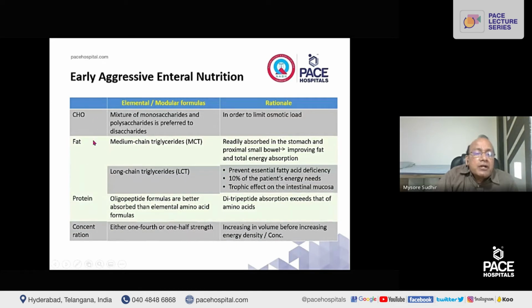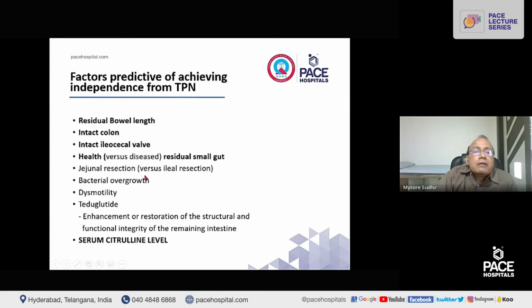So we take care of the carbohydrate, fat, protein. TPN is itself a big topic. Here the preference is for monosaccharides, medium chain triglycerides, long chain triglycerides. All this improves the nutrition and absorption and prevents the diarrhea.